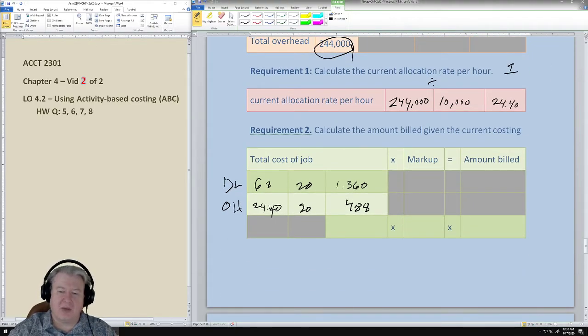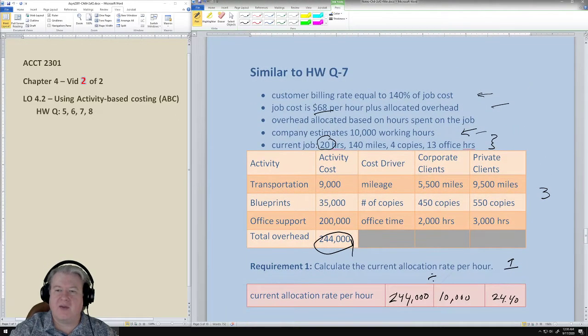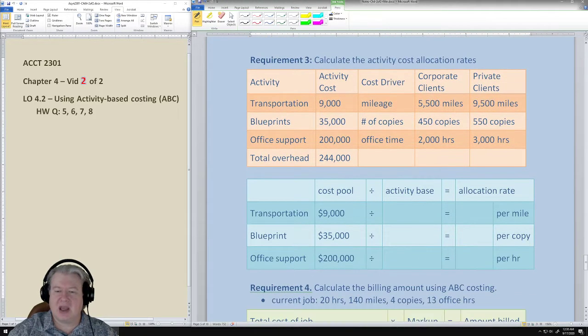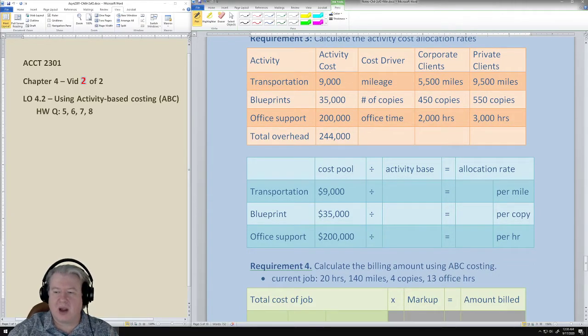So our cost for this job comes out to $1,848. And if we look back up here, how do they figure out what they're going to charge the customer? They're going to multiply it by 140%, which is a little bit different than the question that we did in chapter 3. And so that comes out to $2,587.20. That's what we would charge the customer to cover our labor and our overhead and to give us some profit. Okay, well, we're going to look at this same thing, but now, just like I said, instead of having one rate, we're going to figure out the 3 cost pool rate. So we knew it was coming, and here it is.